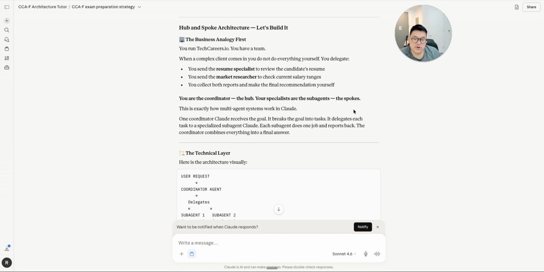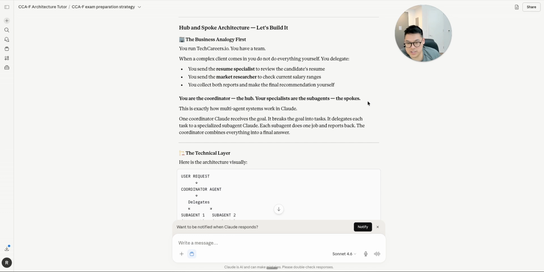You run tech careers, you have a team. Yes, I do. When a complex client comes in, you do not do everything yourself. You delegate. You send a resume specialist to review a candidate's resume. That's true. You send a market researcher to check for current salary ranges. I do. You collect both reports and you make the final decision yourself. You are the coordinator, the hub. So the hub is the coordinator, right? Your specialists are the sub-agents, the spokes, like spokes on a wheel. I like that. So this is exactly how multi-agent systems work in Claude.